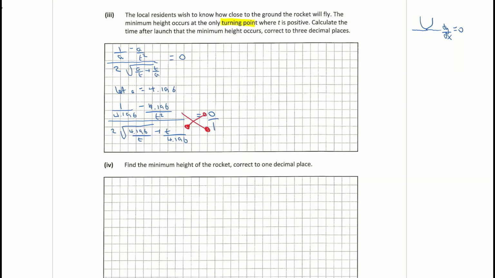So hopefully you can see here what's going to happen. When I multiply the top of the first fraction by the 1 on the second fraction, that's giving me 1 over 4.196 minus 4.196 over t squared is equal to, now it's 0 multiplied by all of this, and 0 times anything is just 0. So that's leaving me with equal to 0. And you can see here, this is the only fraction with a t in it.